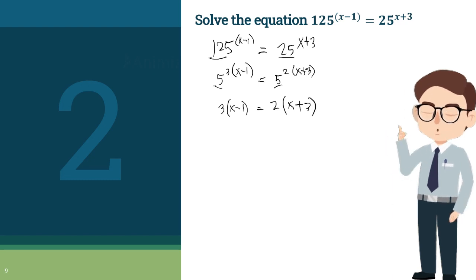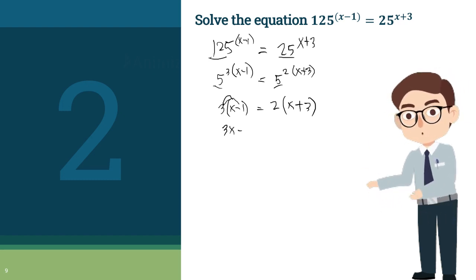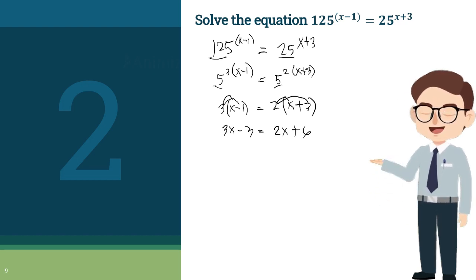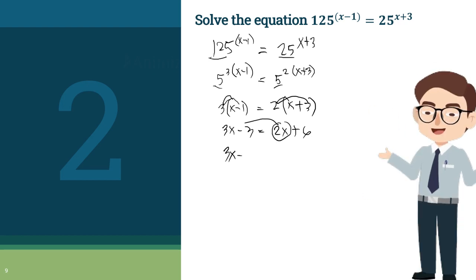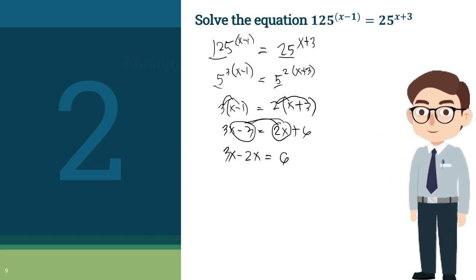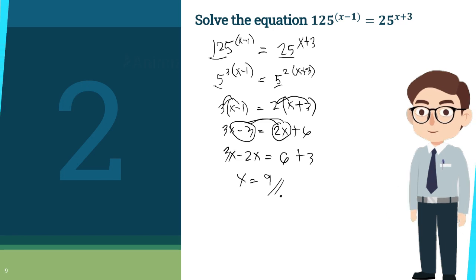Let's simplify our equation. 3 multiplied to x is 3x, and 3 multiplied to negative 1 is negative 3, which is equal to 2 multiplied to x is 2x, and 2 multiplied to 3 is positive 6. Let's simplify again. Transpose positive 2x to the other side, it will become negative 2x. Transpose negative 3 to the other side of our equation, that is positive 3. So 3x minus 2x is equal to x, and 6 plus 3 will give us a value of 9, and that is our final answer.